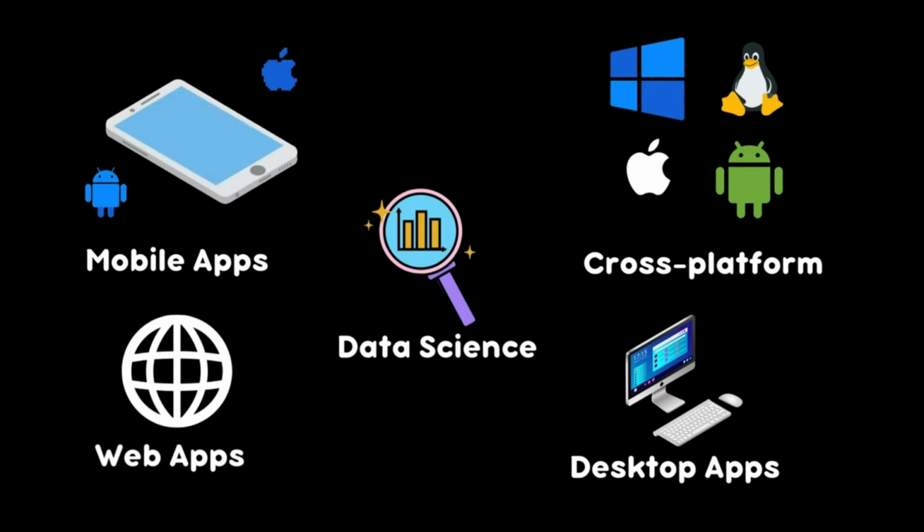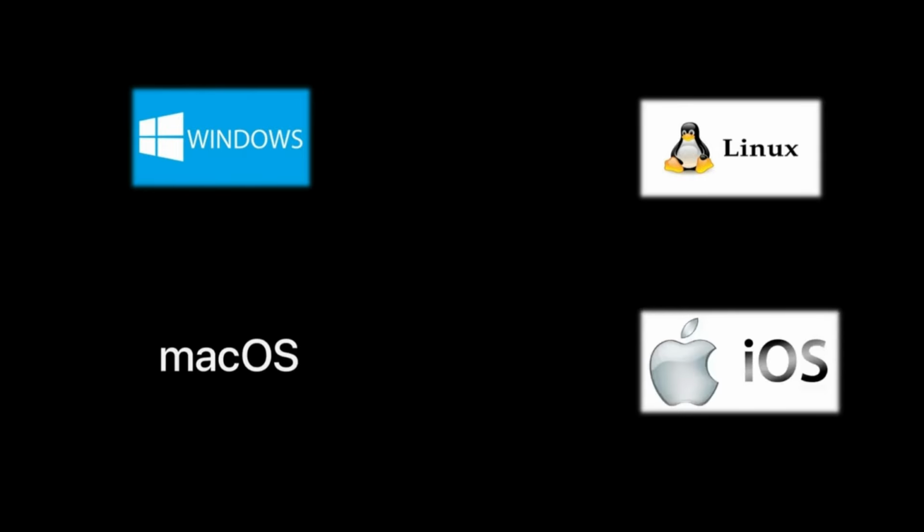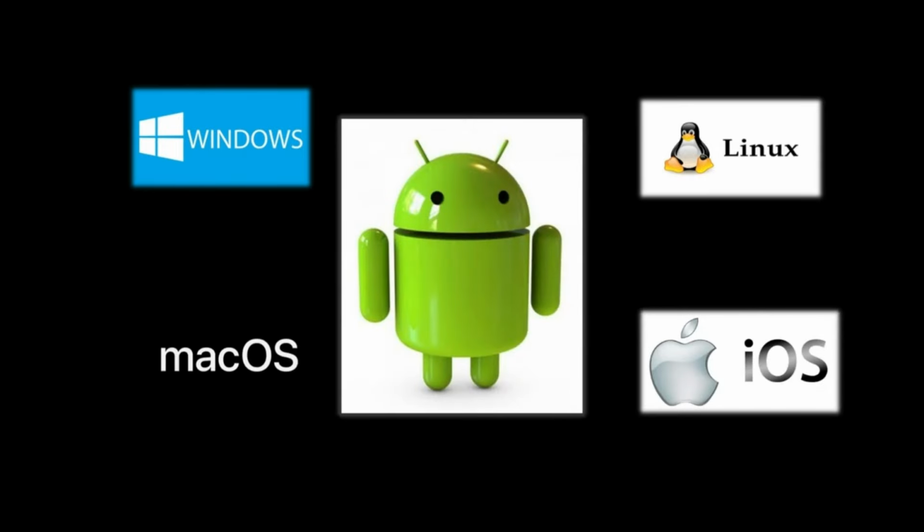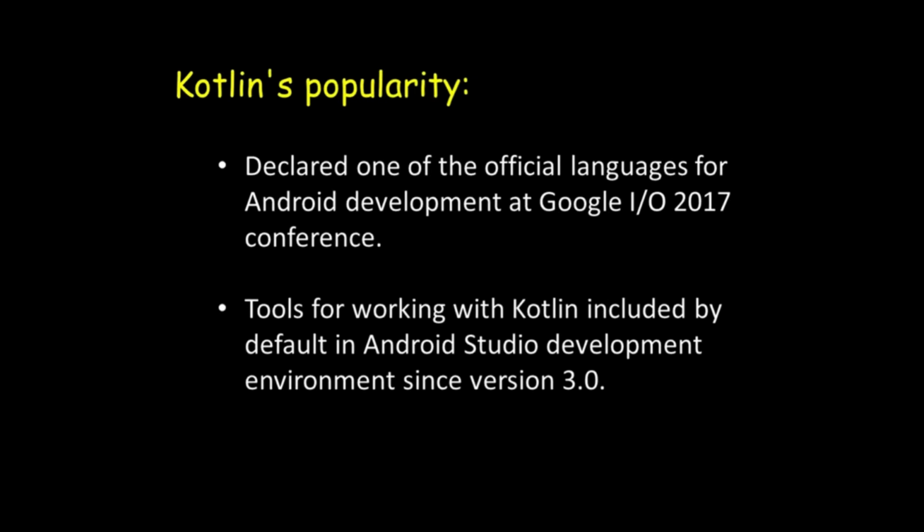Applications in Kotlin can run on Windows, Linux, macOS, iOS, and Android. But the most popular area where Kotlin is primarily used is in development for the Android operating system. Kotlin is so popular that Google, at the Google I/O 2017 conference, declared Kotlin as one of the official languages for Android development, of course alongside Java and C++. And tools for working with this language were included by default in the functionality of the Android Studio development environment starting from version 3.0. Here is a clip from the conference.